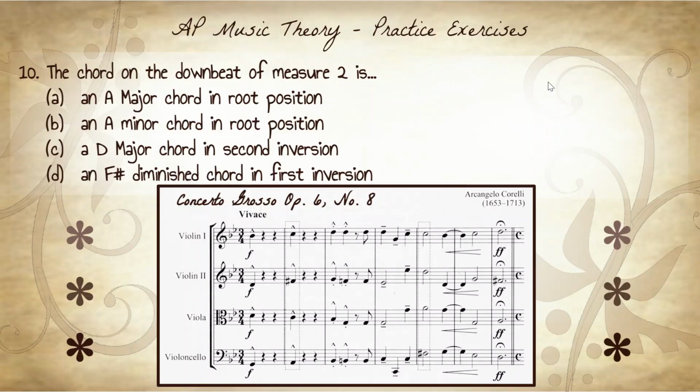Question 10. The chord on the downbeat of measure 2 is A, an A major chord in root position, B, an A minor chord in root position, C, a D major chord in second inversion, or D, an F sharp diminished chord in first inversion.